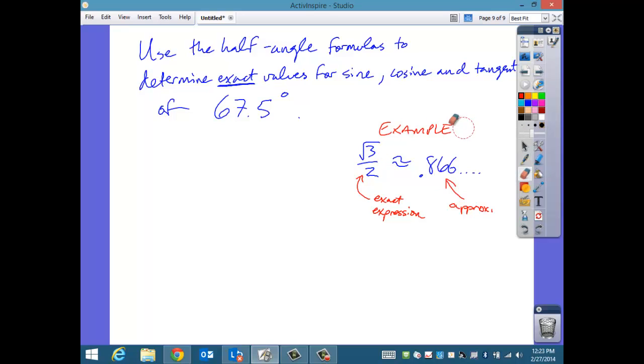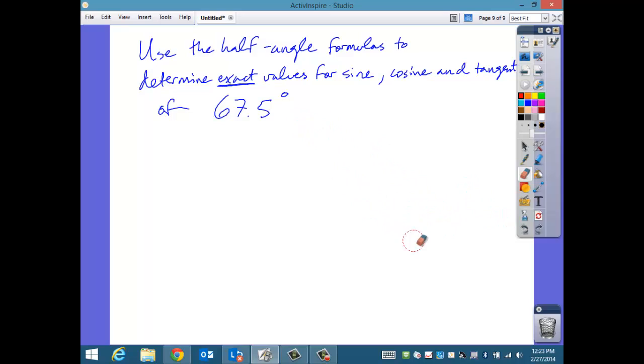Okay, enough about that. So we want to know exact values. How do we do this? Well, it tells us we want to use the half angle formulas. So let's look up the half angle formulas. We wrote these out the other day.